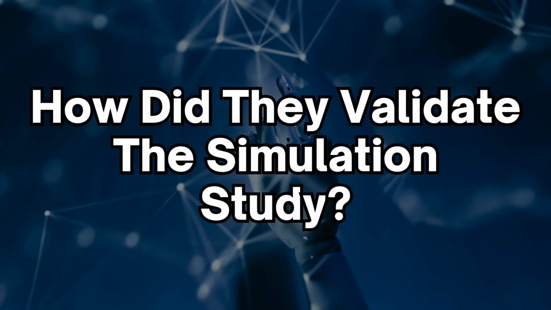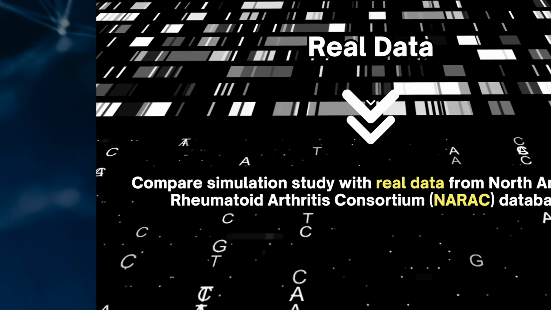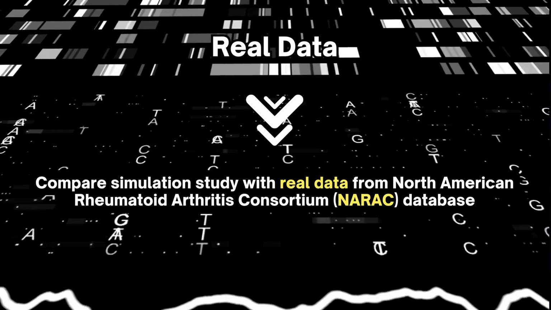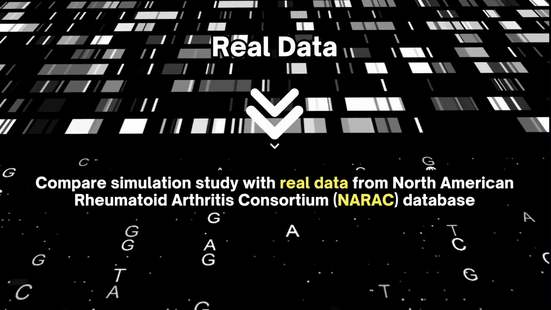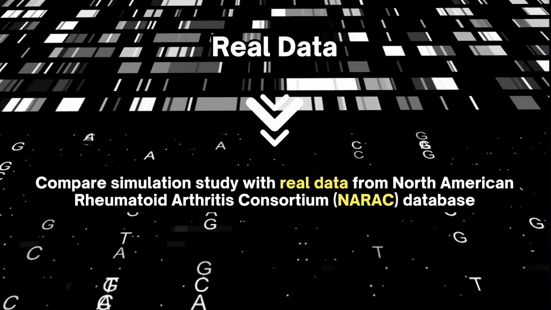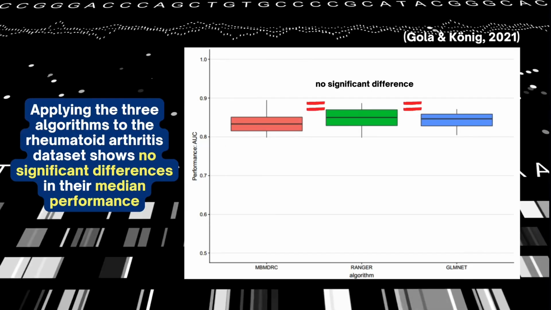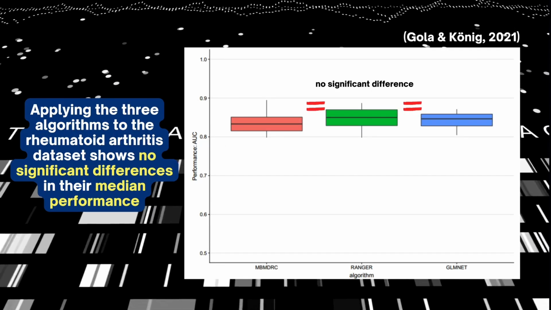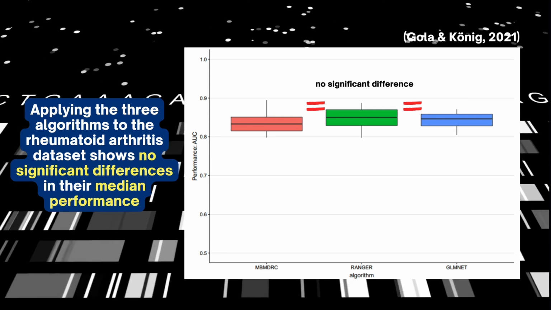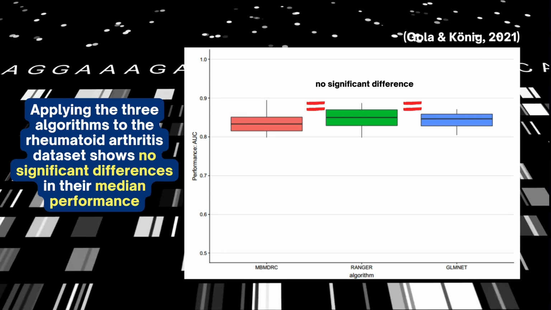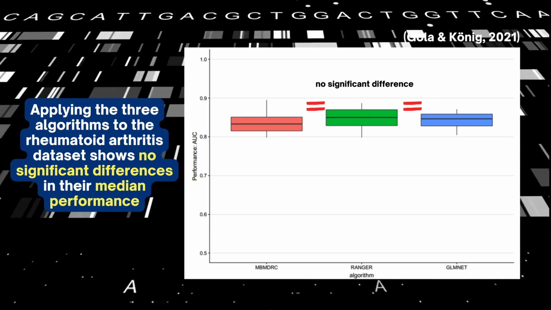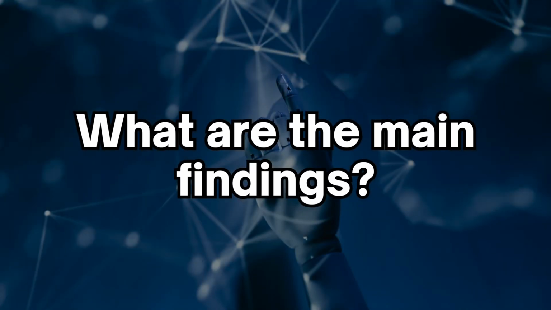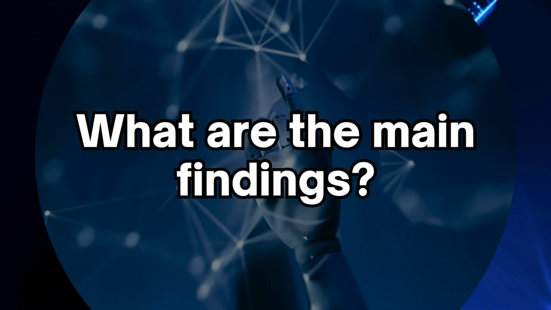So, how did they validate the simulation study? Basically, they compared the performance of the 3 algorithms on a dataset by the North American Rheumatoid Arthritis Consortium, NARAC. It turns out that when applying the 3 algorithms to the rheumatoid arthritis dataset, there were no significant differences in their median performance. Now, what exactly are the main findings of this study?